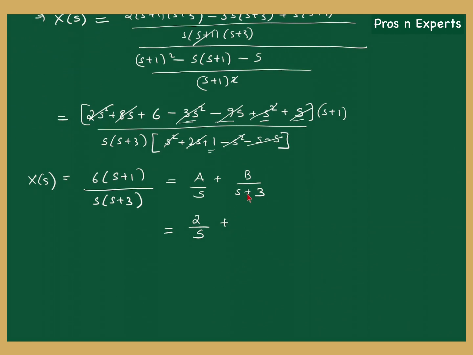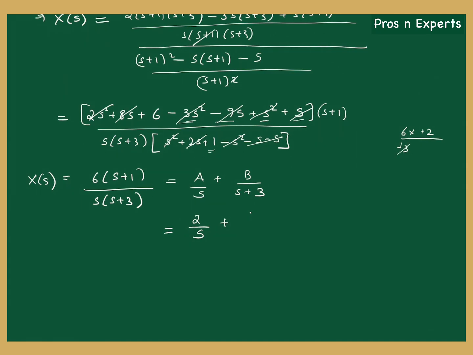B is, observe what value of s makes this denominator 0, it is s equal to minus 3. So put s equal to minus 3 in all terms except for (s plus 3). You have to neglect (s plus 3). The same term here occurs, you have to neglect that. And put s equal to minus 3 in all other terms. So that becomes 6 into, I can write it here, 6 into (1 minus 3), which is minus 2, divided by minus 3.